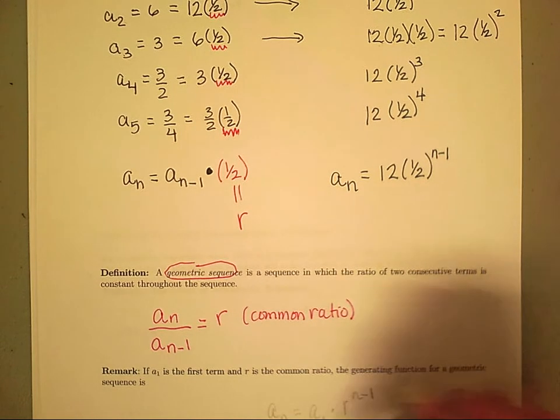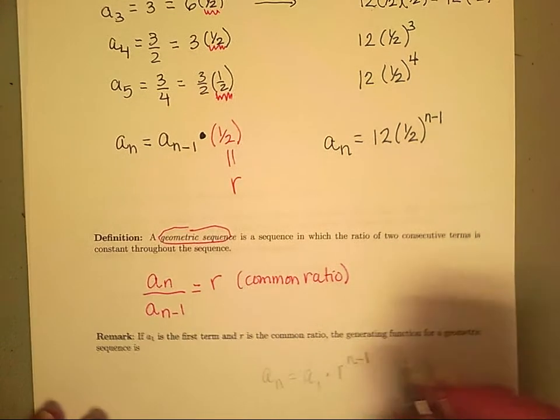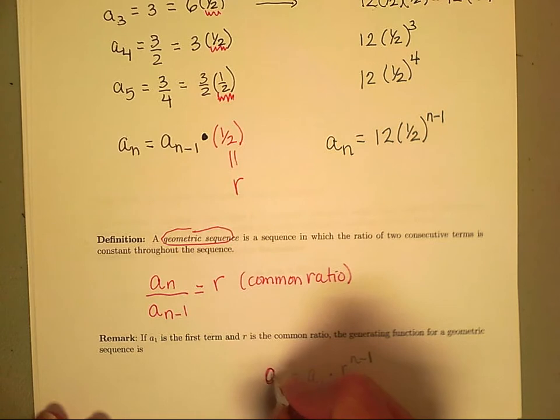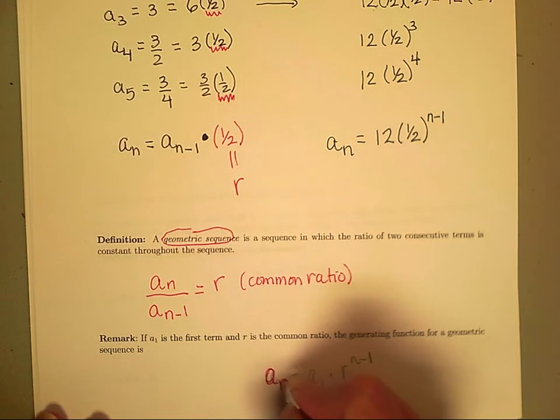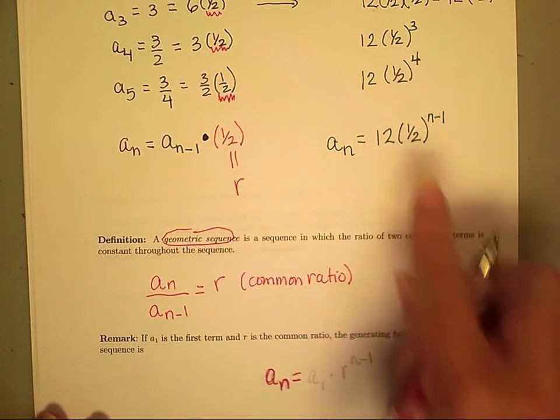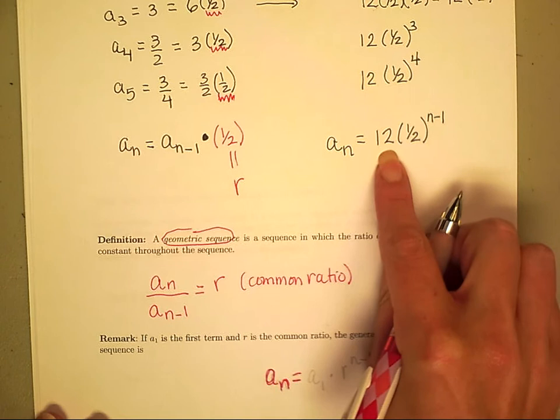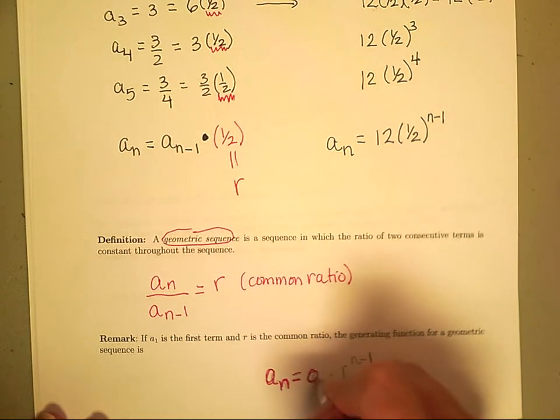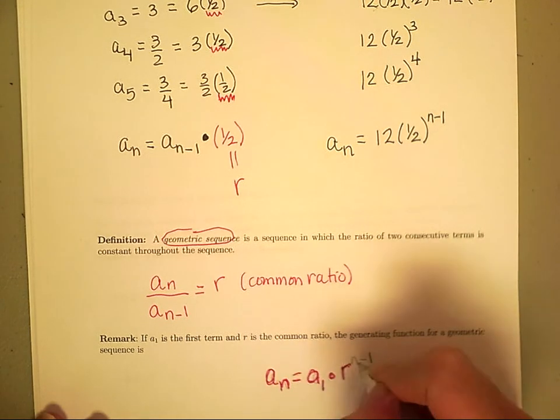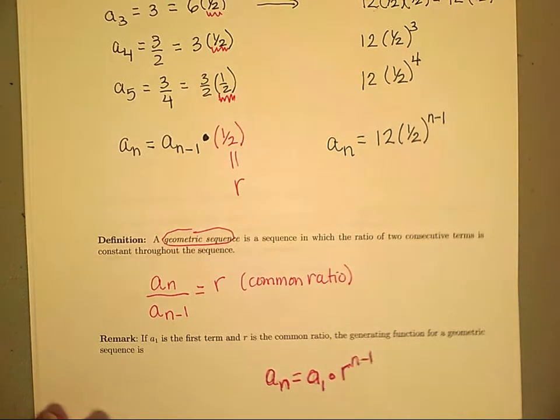And what this tells us then is that if we want to generate anything, we can take a sub n to be, from above, 12 was our first term, so that's a sub 1, times r, which is our common ratio, to the n minus 1 power. This will generate geometric sequences.